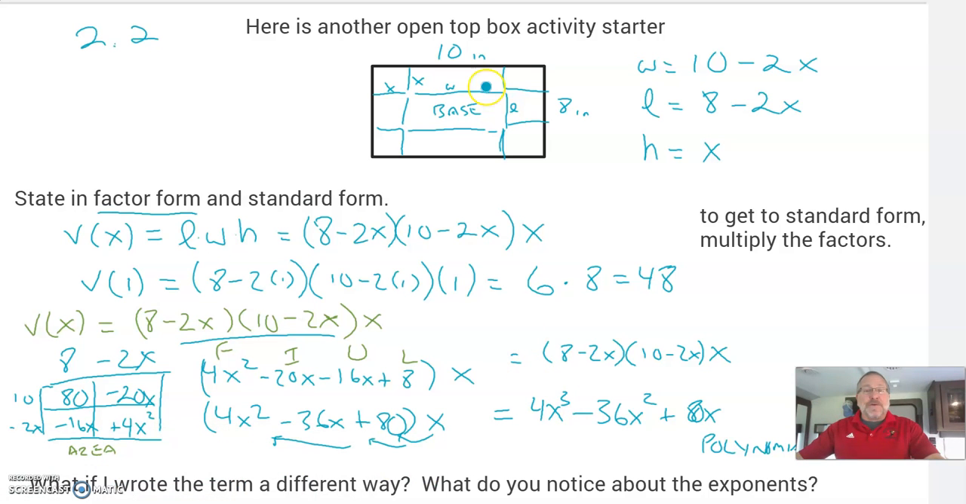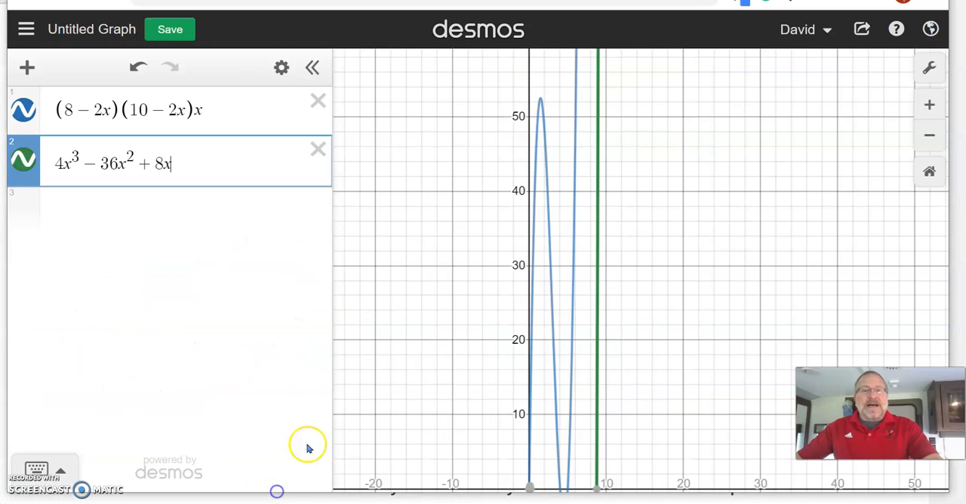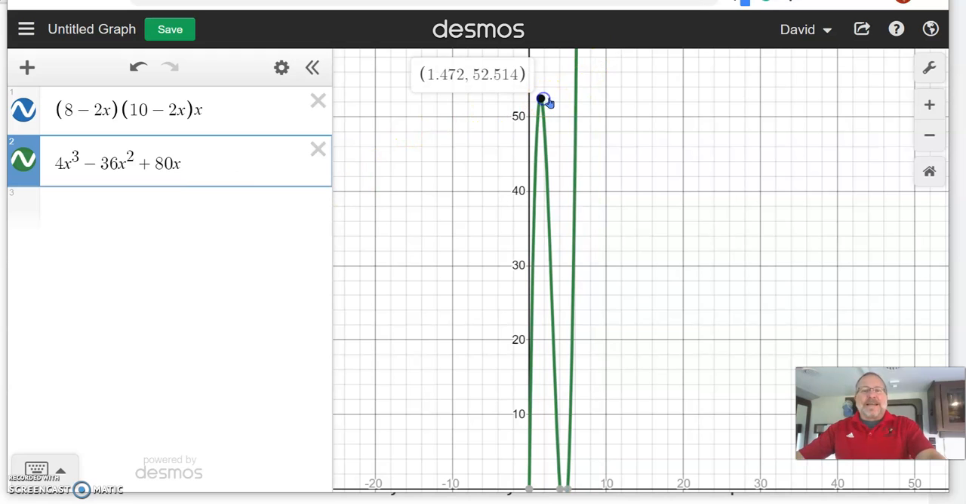Do you know how I knew this? This is cool. I knew this because I saw the green graph didn't match and lay on top of the blue graph. Let me put that 80x in now. Oh yeah, see? Same graph, same maximum point.